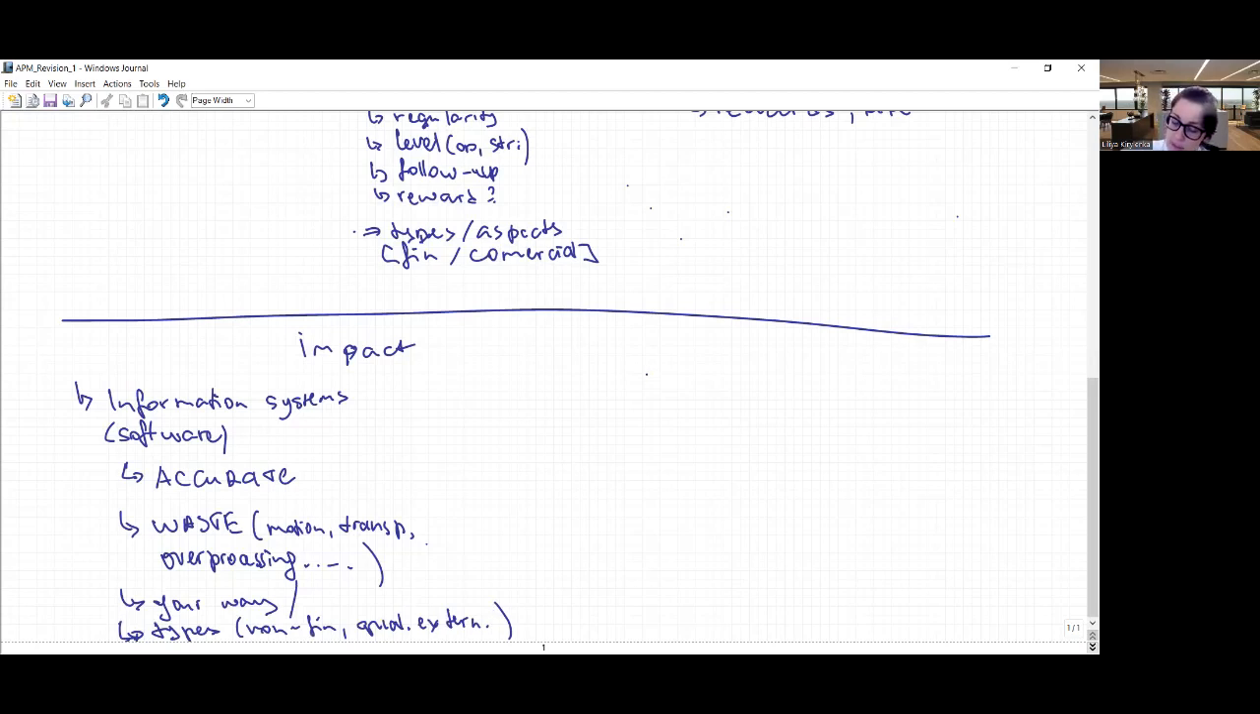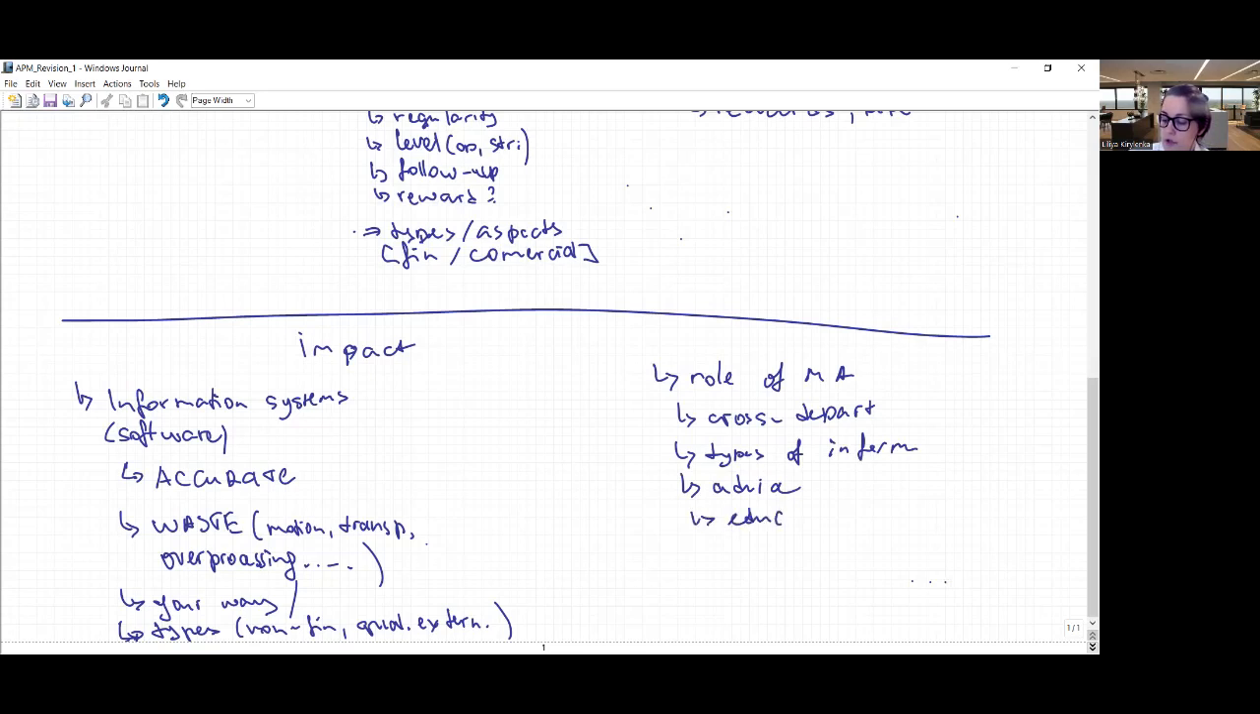And the impact can also be on the role of a management accountant. And the impact on the role of the management accountant would be that it's going to be cross-departmental. So they're going to be working not only in the accounting department, but rather with other departments as well. And that the types of information would be different, and that there is going to be advice given, and education and explanation, and so on. The topic about the role of management accounting sounds boring, but it's actually important and can be tested as something like a 9-mark question in your Question A.